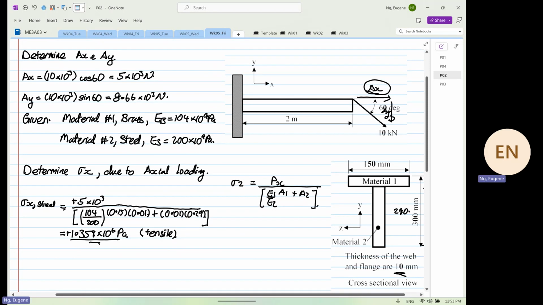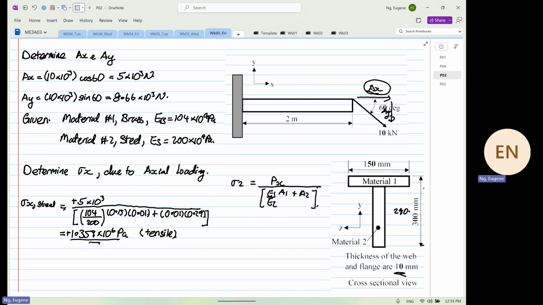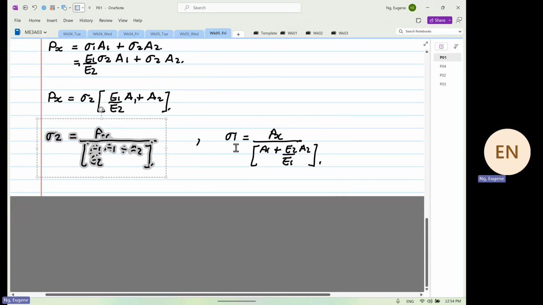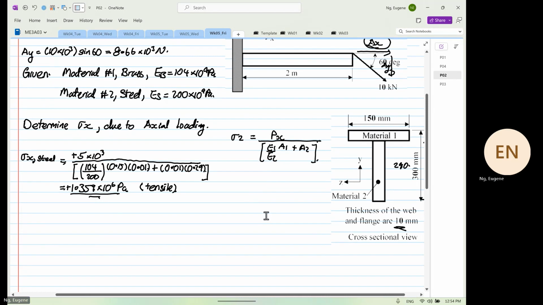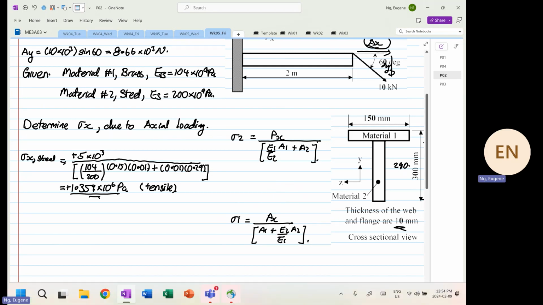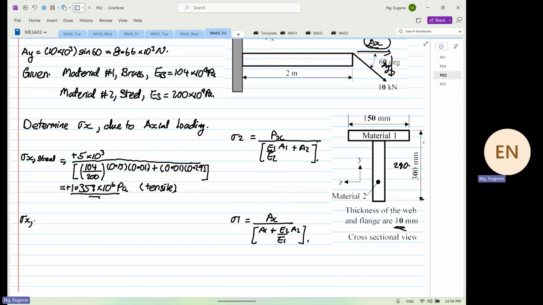For this case, not important yet, because it's E1 over E2. And then if it's for the other material, it is the other equation. Not important yet. It's only under bending that is important. Are we clear? Okay. So from here, we are going to find stress X of brass.